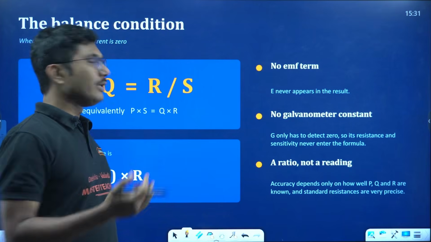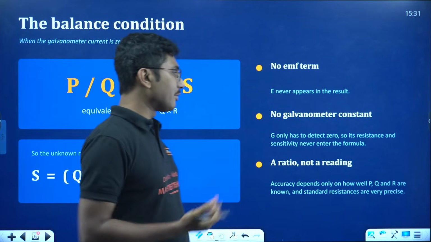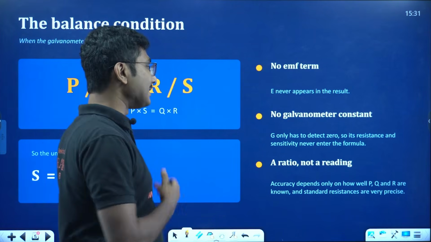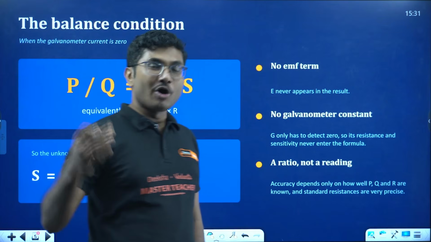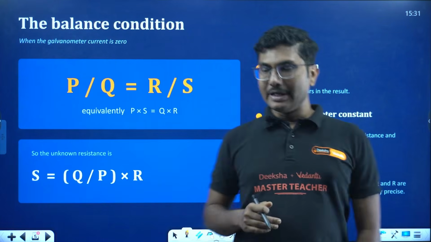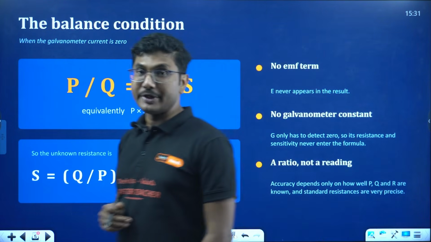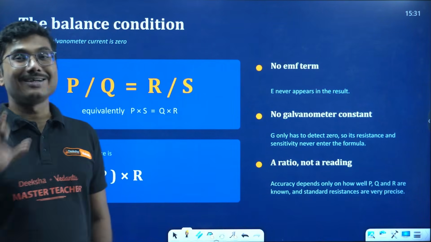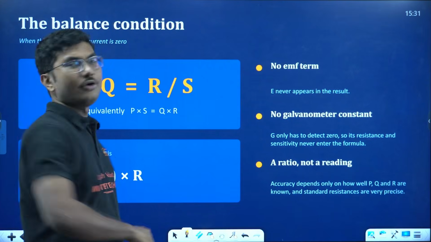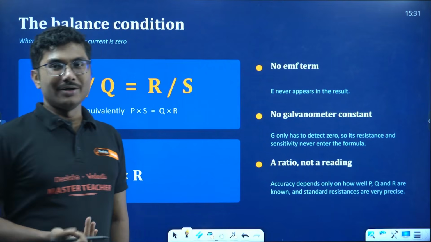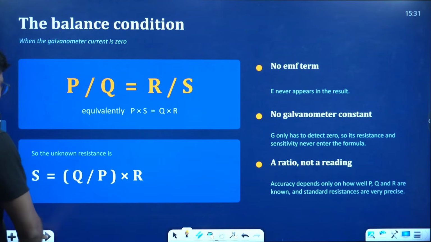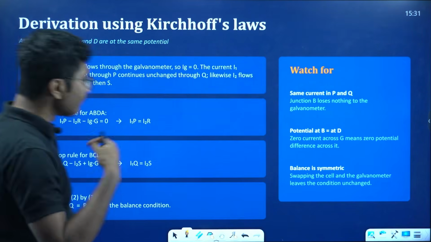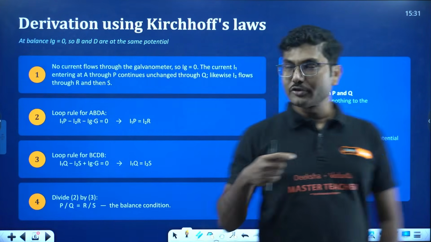No EMF term is present here, and no galvanometer constant. It is basically a ratio, not a reading like one taken from a galvanometer or voltmeter. If you know the ratio, you will be able to get the unknown resistance. Now let's move on to the next part, the derivation. As I mentioned, I will help you with the derivation too.